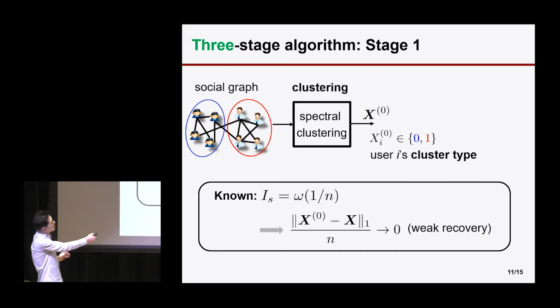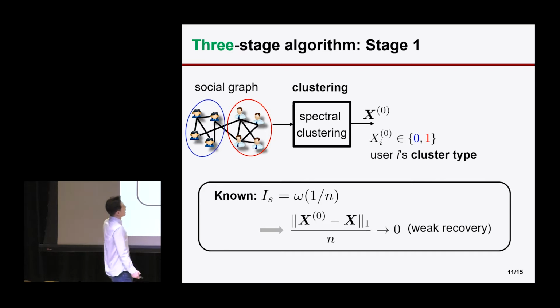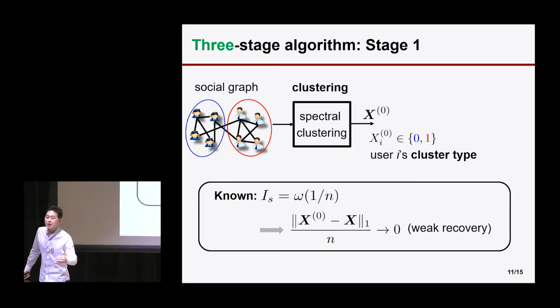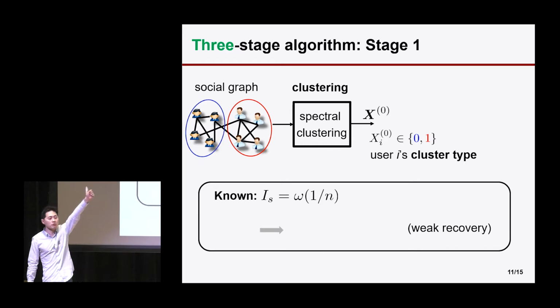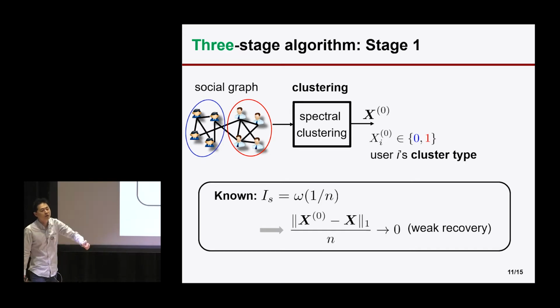Here the xi denotes user i's cluster type. And what I mean by the weak recovery is that the average error, reflected in the average L1 norm error, goes to 0 as n goes to infinity. That's what I mean by the weak recovery. Based on this, we now want to estimate the 2 rating vectors, V1 for the blue cluster and the V2 vector for the red cluster. And that's what we do in the next stage, stage number 2.